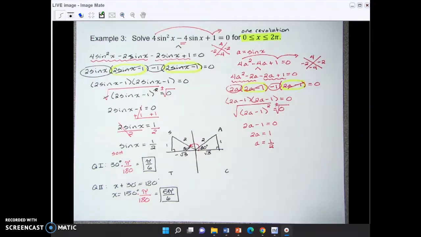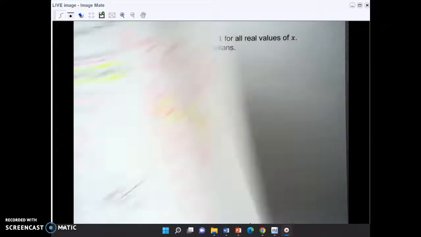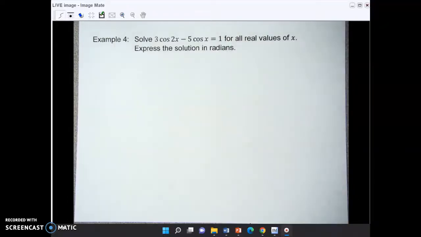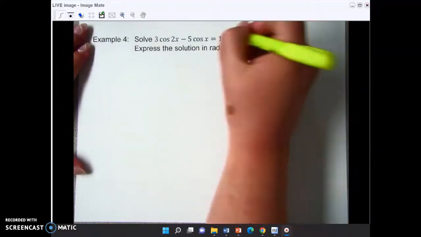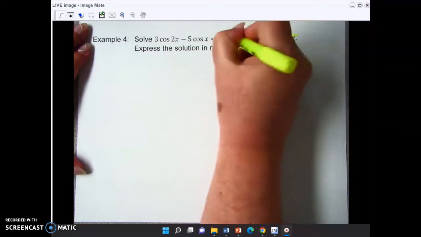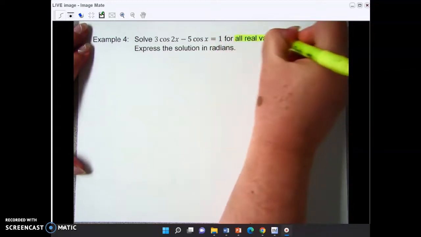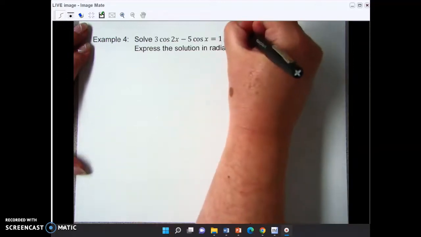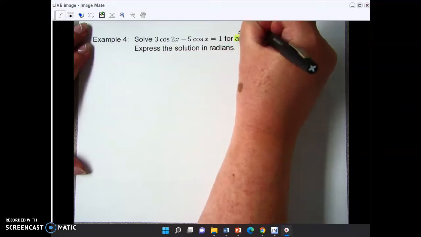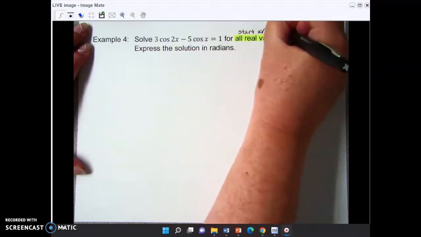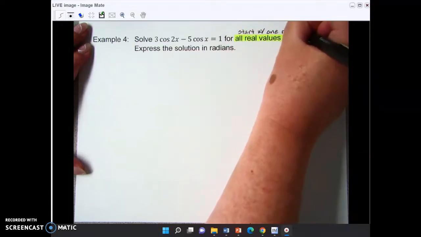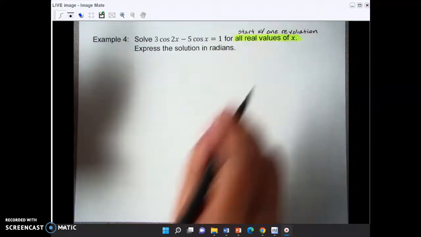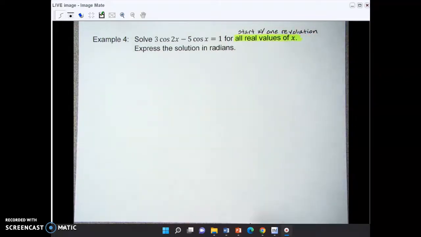All right, so there's one more domain that we need to talk about, which is how to solve with all real values of x. And so we're going to come back to that. So the first thing we want to recognize is we're going to start with 1 revolution. Then we're going to put it in radians and then discuss that.